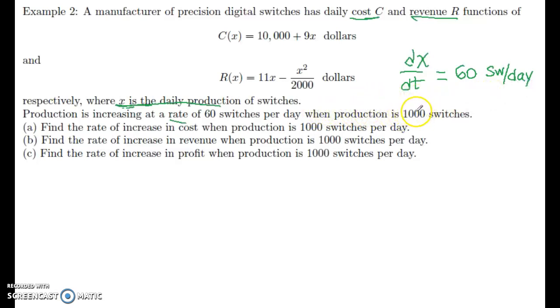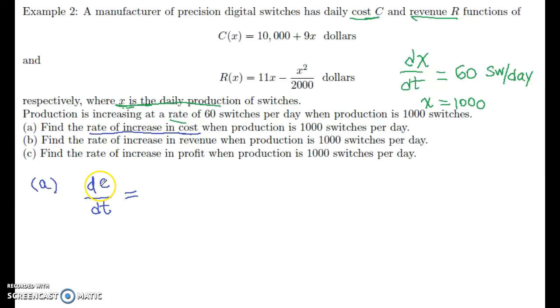When production is 1000 switches, so when x equals 1000, the rate of change of x with respect to time is 60. Then the question is, find the rate of increase in cost when the production is 1000 switches per day. So what it's asking is the rate of increase of cost. Part A is asking for dC over dt.